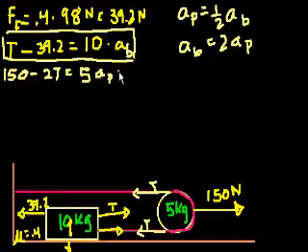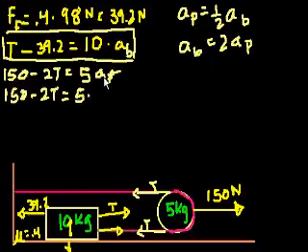So let's substitute here for the acceleration of the block. So the acceleration of the pulley is 1/2 times the acceleration of the block. So let's substitute. So we get 150 newtons minus 2 times the tension of the wire is equal to 5 times, instead of the acceleration of the pulley, 1/2 the acceleration of the block, of this block here. And now let's try to solve.